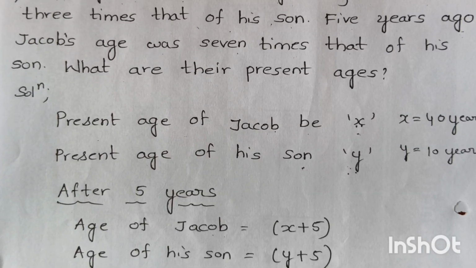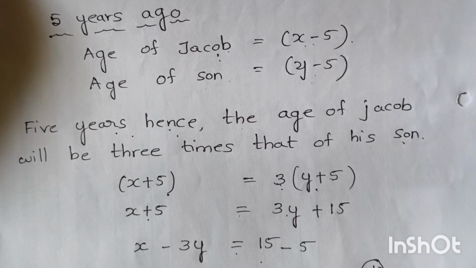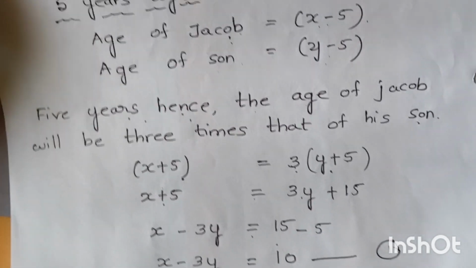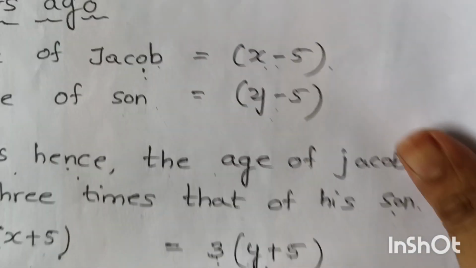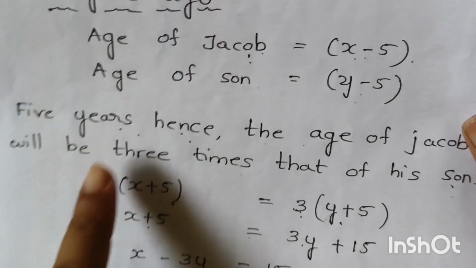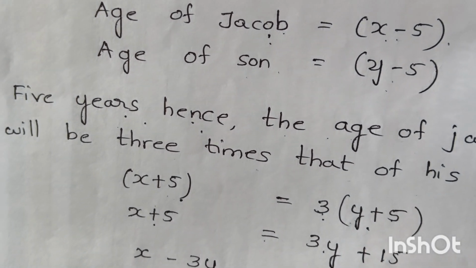Now for the better understanding of the problem, let us verify this. Verification, no need to do it in your exams. It is just for your clear understanding of the concept. Verification. What did they give you? 5 years hence, the age of Jacob will be 3 times that of his son. Right? This is what they have given you.